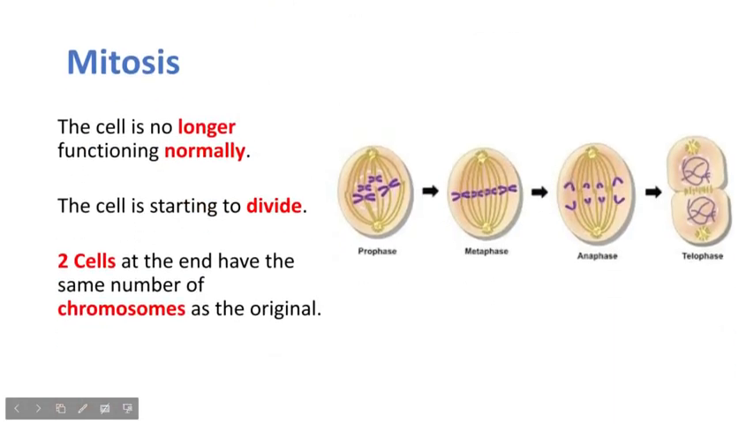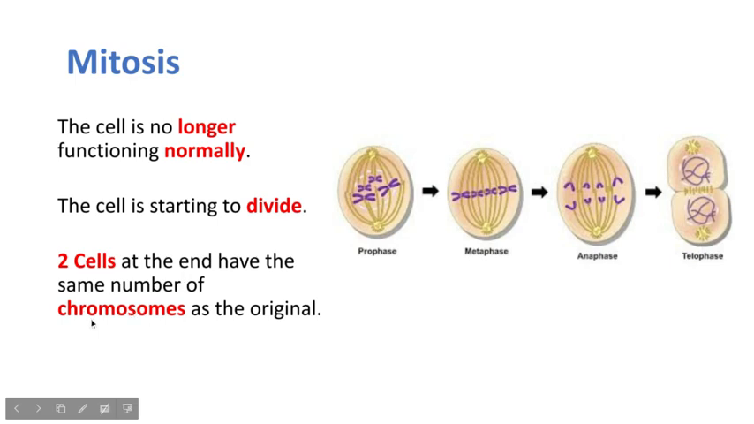Step 2, mitosis. This is where I'm going to start going from 1 to 2. The cell is no longer functioning normally. The cell is starting to divide. So the cells at the end will have the same number of chromosomes.